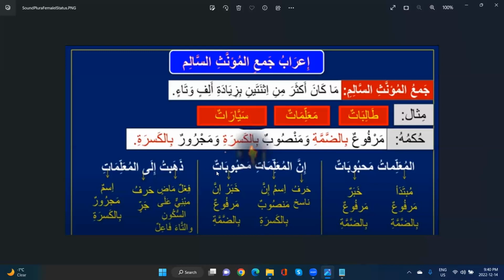Ismina, and this is inna, marfu' with damma. And over here, zahabtu ilal muallimati is with kasra, al-muallimati, because there is al here, right? And this ila is the harf jar. Okay, so what have we learned so far?